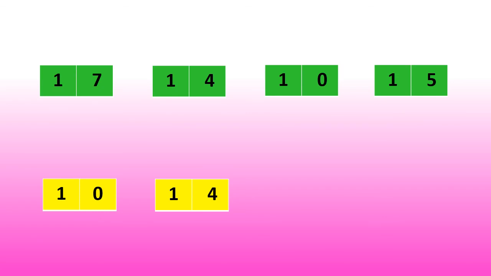Now, we have 2 numbers remaining, 17 and 15. And as we know that 5 ones is smaller than 7 ones, hence the number 15 will come next. And lastly, we have the number 17 with 7 ones. So now, let's read these numbers in the ascending order. 10, 14, 15 and 17.